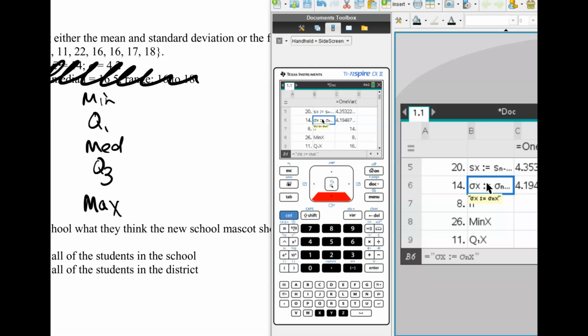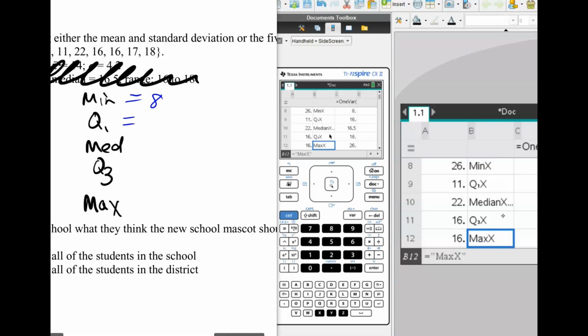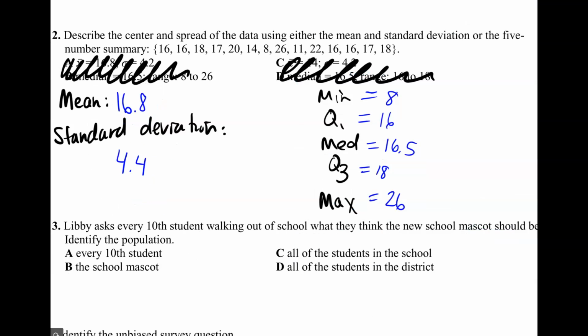Okay, scroll down. My min is 8. I'm just getting it from my calculator. Min is 8. Q1 is 16. Median is 16.5. Q3 is 18. And max is 26. Literally, that is the second question I'm asking you.